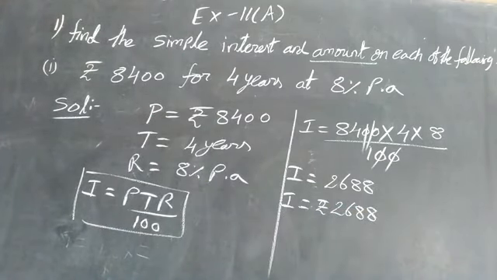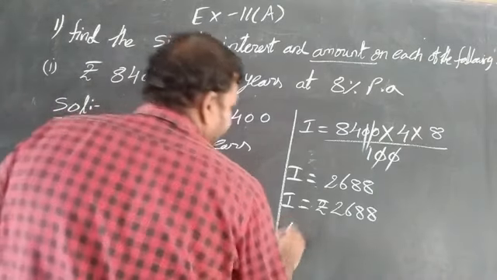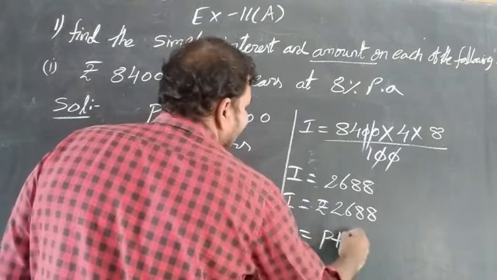With this the sum is not completed. They also said to find the amount. What is the formula for the amount? I is equal to A minus P, that formula we do not use. The interest is completed, so we have to find the amount. Amount formula: A is equal to P plus I.